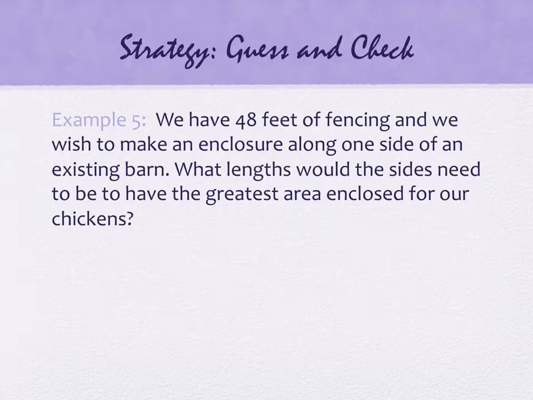All right, we're going to do an example of the guess and check strategy. It's going to have a diagram in it, and it's going to have a table. So it says guess and check, but we're actually going to be using kind of 3 strategies at once to keep our organization of our thoughts. It says we have 48 feet of fencing, and we wish to make an enclosure along one side of an existing barn. What lengths would the sides need to be to have the greatest area enclosed for our chickens?